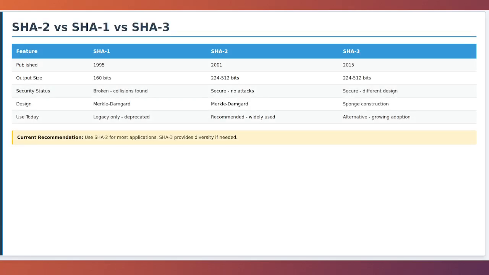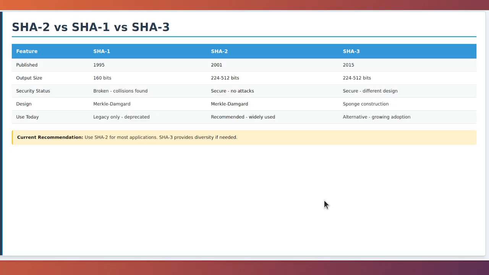SHA-2 versus SHA-1 versus SHA-3. Understanding how SHA-2 compares to its predecessor SHA-1 and its successor SHA-3 provides important context. SHA-1, published in 1995, produces 160-bit hashes and was widely used for many years. However, theoretical attacks were published in 2005, and in 2017, researchers demonstrated a practical collision attack, finding two different PDF files with the same SHA-1 hash.